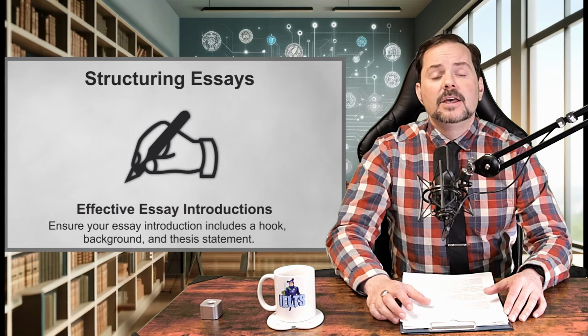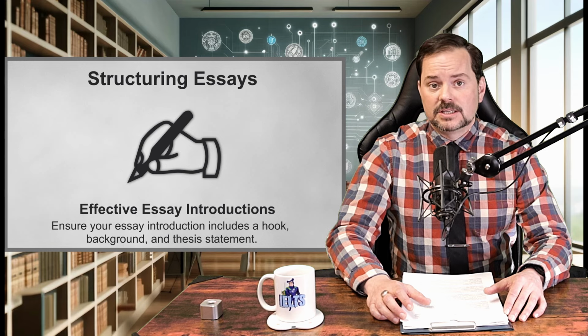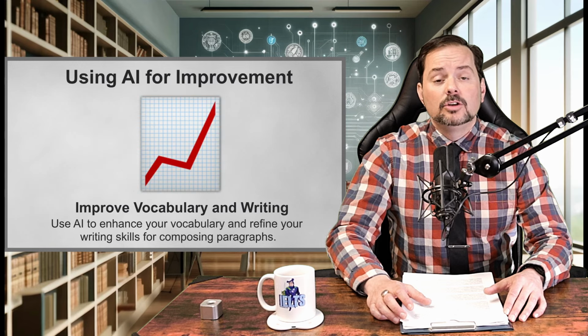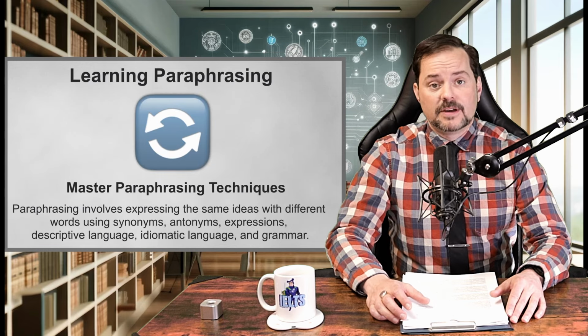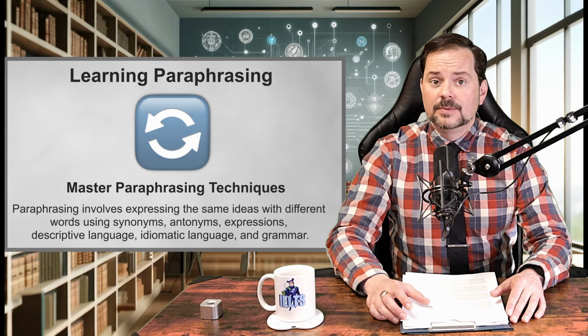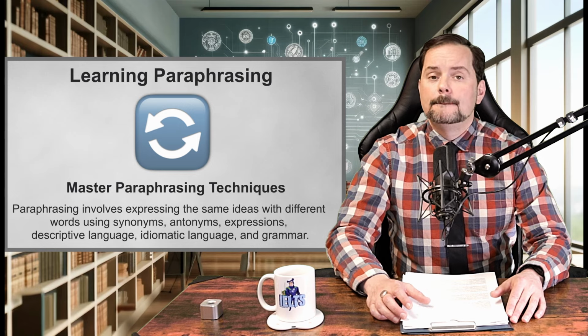Once you understand that an effective persuasive essay introduction should have a hook, background, and thesis, you can then use AI to help you improve your vocabulary and writing to compose the paragraphs. One of the most effective ways to use AI is to help you learn paraphrasing.